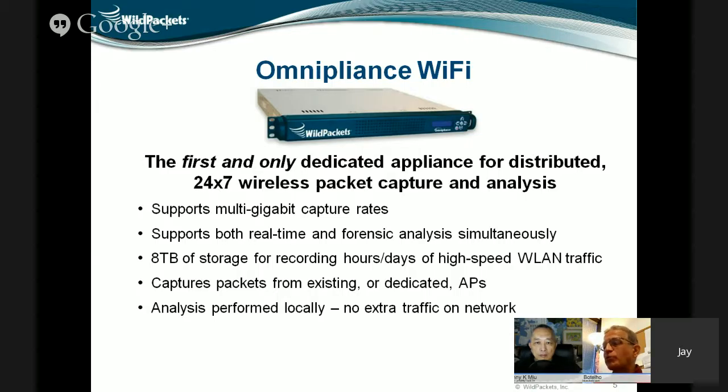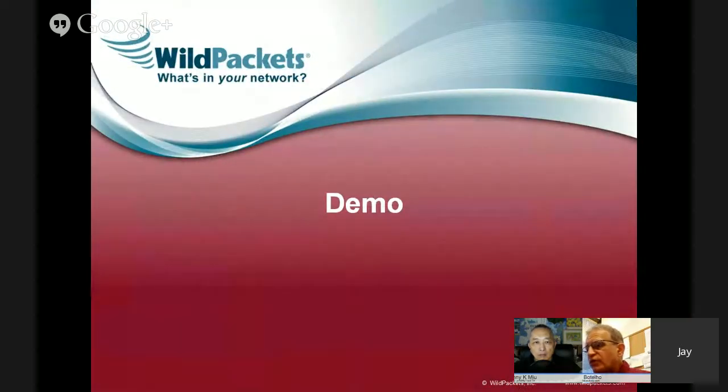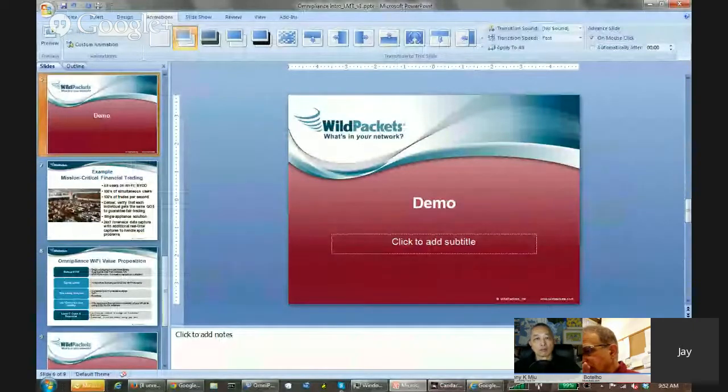The analysis gets performed locally on the Omnipliance Wi-Fi, so the packets are only sent over the wired network from the access point to the appliance. They're not sent across the network all the way back to OmniPeak. And we're out of the gate with our Omnipliance Wi-Fi testing with two industry-leading wireless equipment vendors, Aruba and Cisco, with access points from them, with more to follow as we go on. So the way this looks in OmniPeak, excuse me.